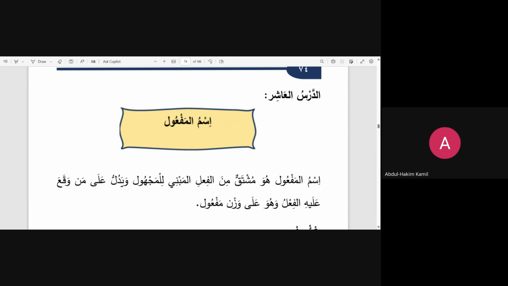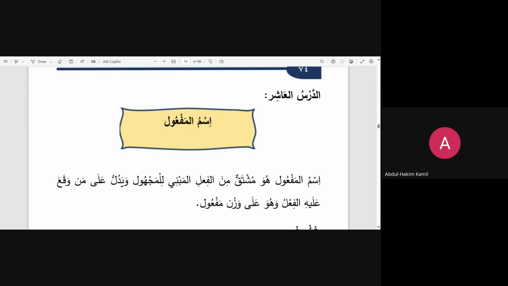Again, the ism maf'ul is derived from the verb in the passive voice. The ism maf'ul is taken from this verb, mabni lil-majhul, that we started. And it indicates who the action fell upon. Not who did the action, but who the action fell upon.